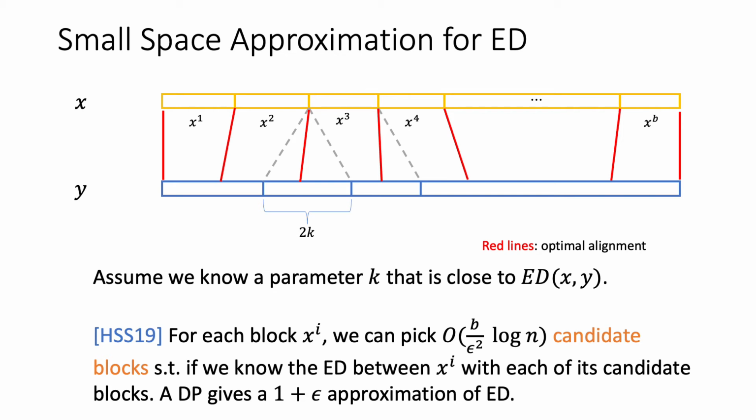So we first divide the input string x into b blocks. Then, for each block x_i, we can pick b over epsilon squared times log n candidate blocks, such that if we know the edit distance between x_i and each of its candidate blocks, then a dynamic programming gives a 1 plus epsilon approximation of edit distance.